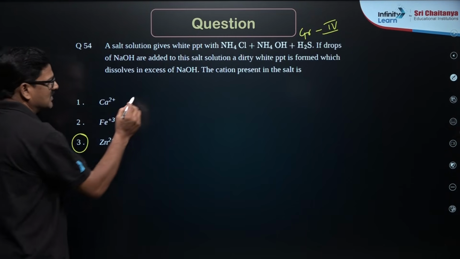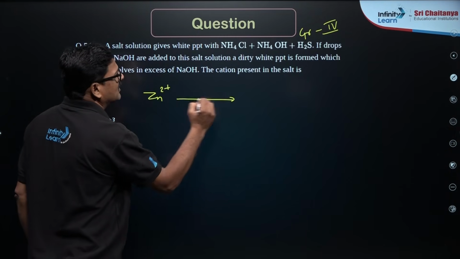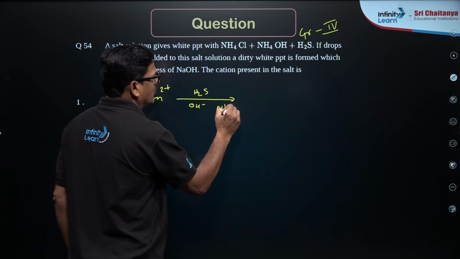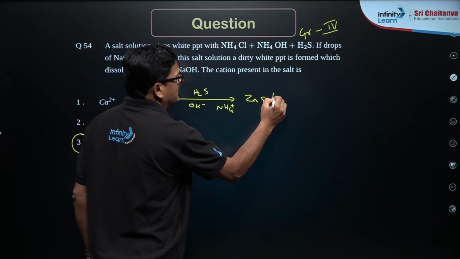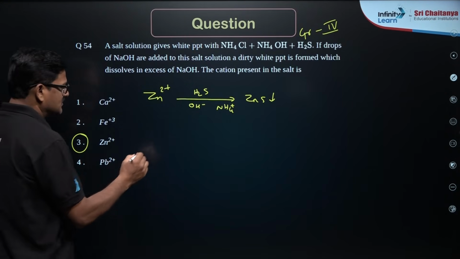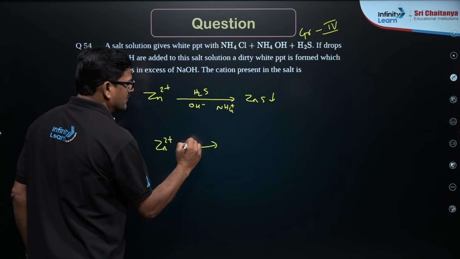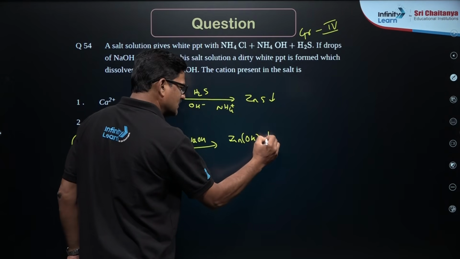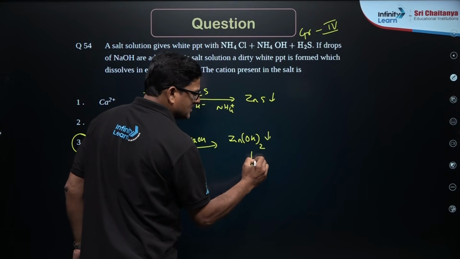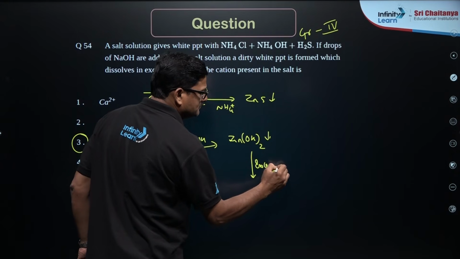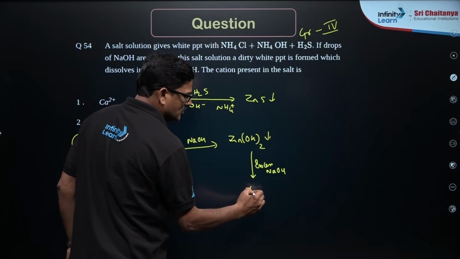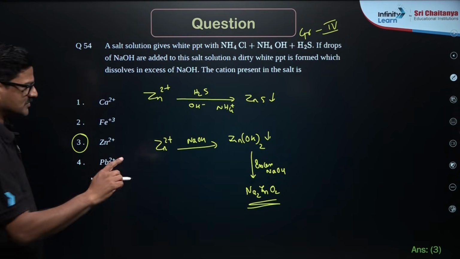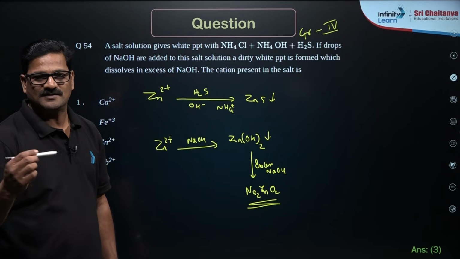Among them, I would like to say zinc. It is going to be H2S in the alkaline medium with ammonium ions, so zinc sulfide, a white precipitate, is formed. And this Zn2+ with sodium hydroxide gives zinc hydroxide, and this precipitate is dissolved in excess sodium hydroxide to give rise to Na2ZnO2, sodium zincate. So I would like to say option 3 is the correct answer for this question.